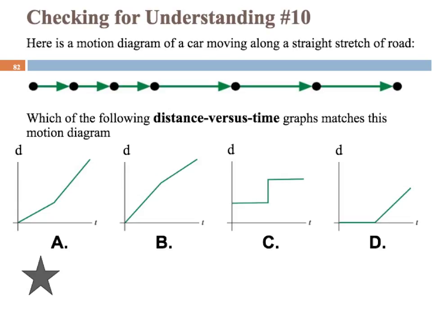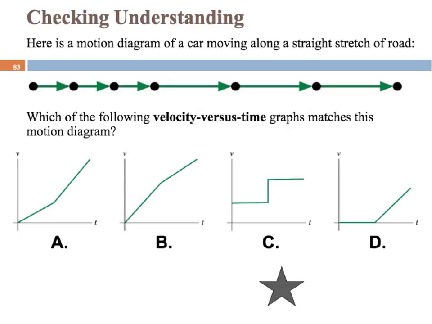All right, so here's a motion diagram. Which distance time graph matches this motion diagram? So we see some dots pretty close together, and then they get farther apart. So that would have to be a lower slope and then a higher slope, because this is slow and this is fast.